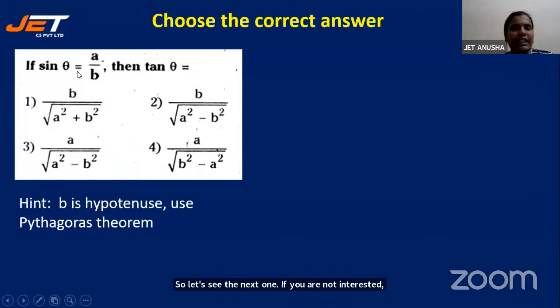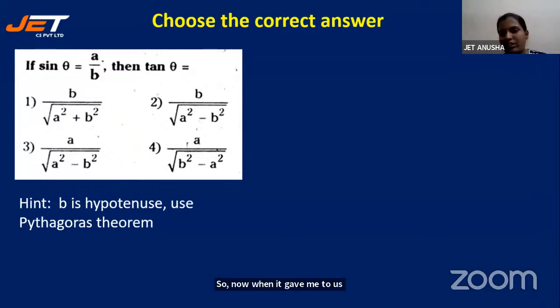Next one. If sin theta is equal to a by b, then tan theta is equal to what? First option is b by root over a square plus b square. Second option is b by root over a square minus b square. Third option is a by root over a square minus b square. Fourth option is a by root over b square minus a square. So Navanit gave me 2 as the option. Taruni 2, Rohini 1. So many different answers for this question. Here the hint is that b is the hypotenuse. Use the Pythagoras theorem formula.